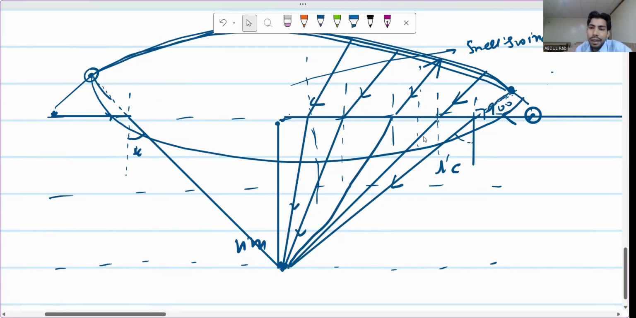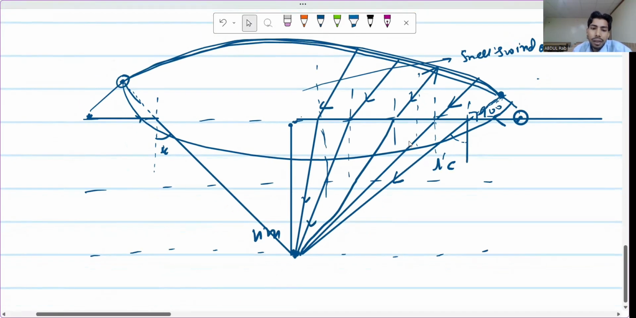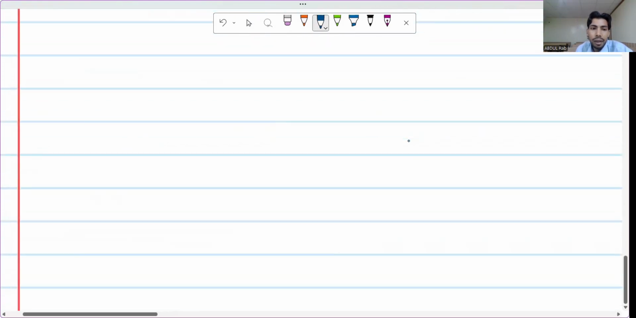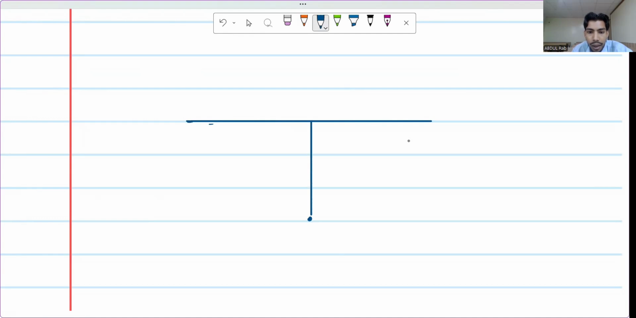Now, what is the relation between this height and the refractive index of this water? Or what is the radius of this window through which the fish can see? Let's calculate it. Let me draw another diagram. Let's say this is the surface of the water, that is the fish, and this fish is at a depth of h meters below the surface of the water.